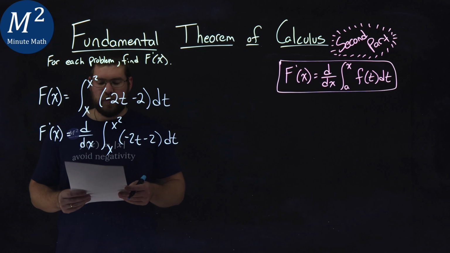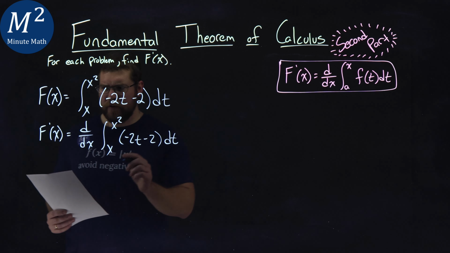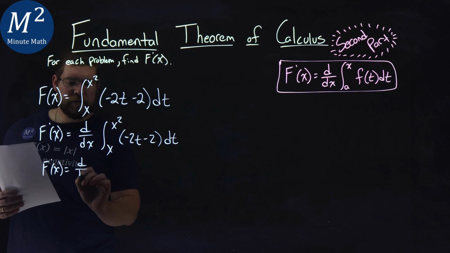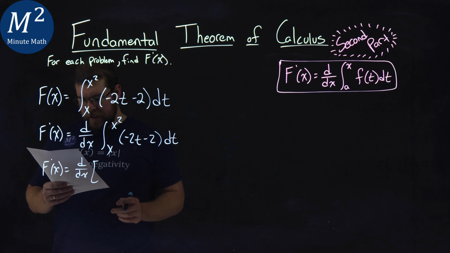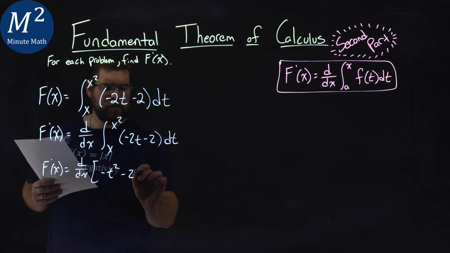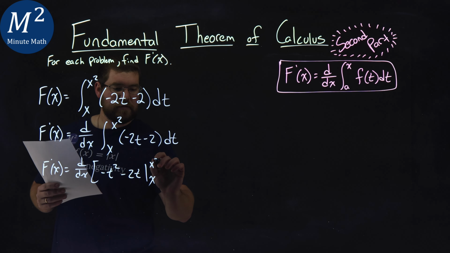So the first step here is we need to find the integral of negative 2t minus 2. Not too bad. So again, we have f prime of x here is equal to d over dx. It's okay to rewrite that. Now let's integrate negative 2t minus 2. Well, this becomes negative t squared minus 2t. Not too bad. And we're integrating this from x to x squared.